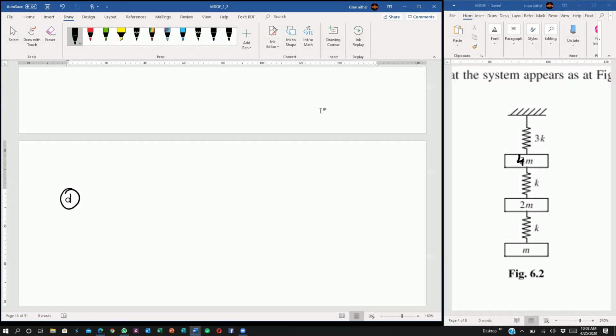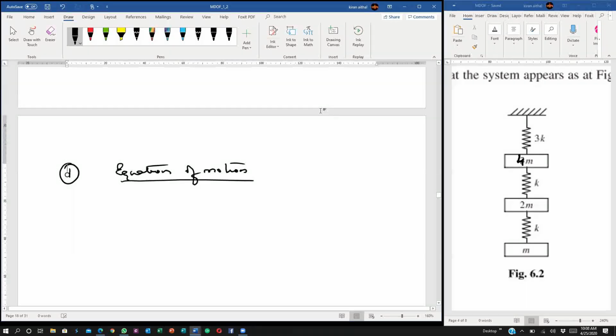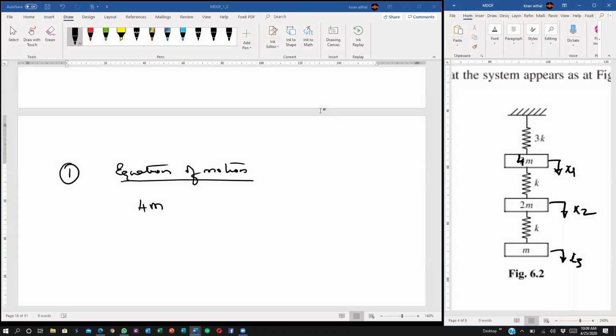So let's start with this particular problem. I will start with 4m, please. Equation of motion. I am just repeating what we have done, but still, no problem, so that you can understand. He hasn't given x1, x2, x3, so we will write this as x1, this as x2, and this as x3.